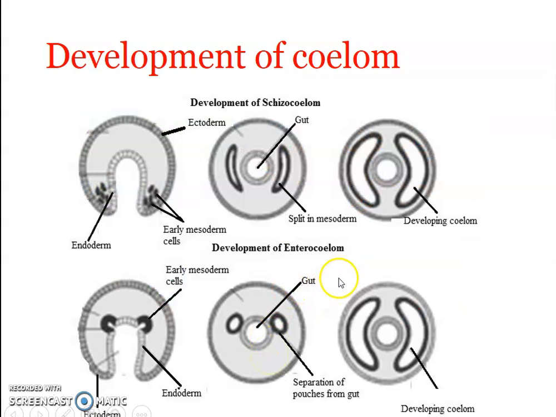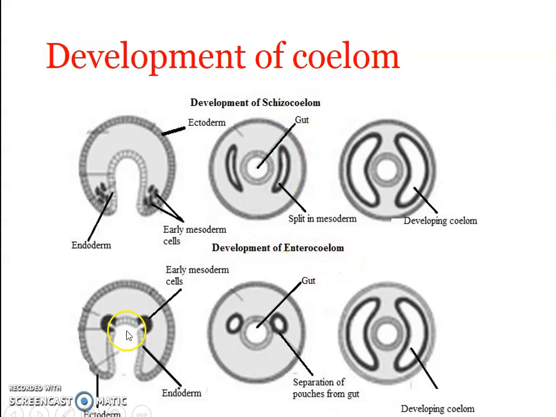So in the case of schizocoelom, you have the ectoderm, you have the endoderm, right, and the mesodermal cells in between. A split appears in the mesoderm. A split or a band develops in the mesoderm, which enlarges to develop into the coelom. Schizo means splitting. So a band or a split appears, it widens out, and it later forms the coelom. All around the coelom, it is lined with mesodermal cells, right? So that is what schizocoelom is all about.